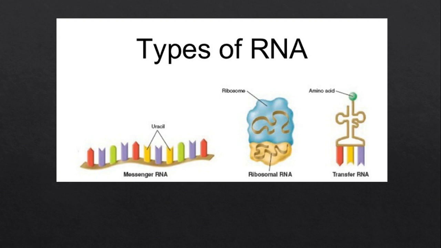RNA plays an active role in all stages of gene expression. There are three types of RNA that are involved in protein synthesis. First, messenger RNA. Second, ribosomal RNA. And third is transfer RNA.